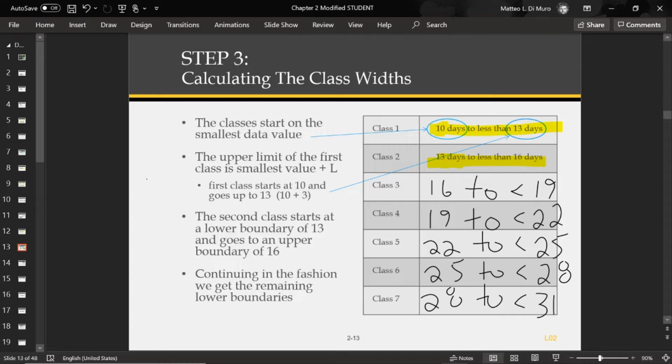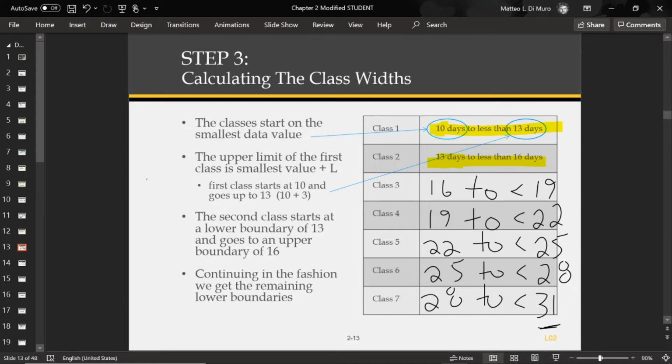Now, if you did this right, your very last class, your outside number here, this 31, should be bigger than your biggest data point. Remember, the biggest data point was 29. So there it is. You've made a nice little table to help you organize your data so that eventually we can make a histogram.